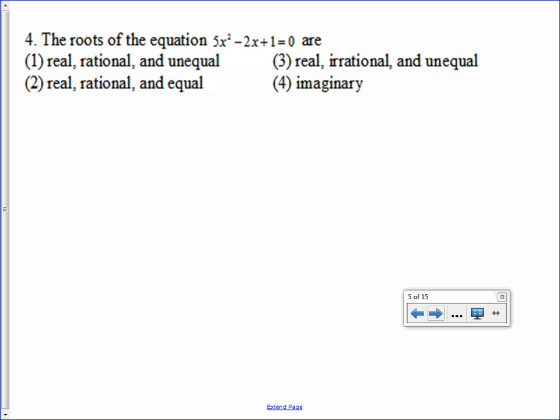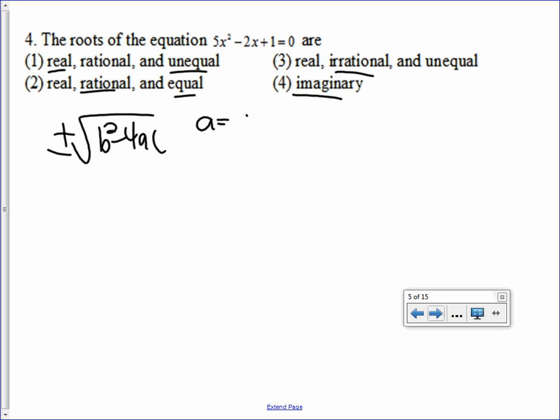Moving right along. Whenever you see real or imaginary, rational or irrational, equal or unequal, we deal with the plus or minus discriminant. So, it's in standard form. A equals 5, B equals -2, C equals 1.